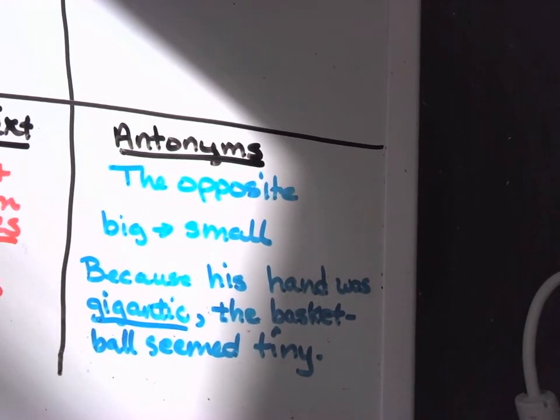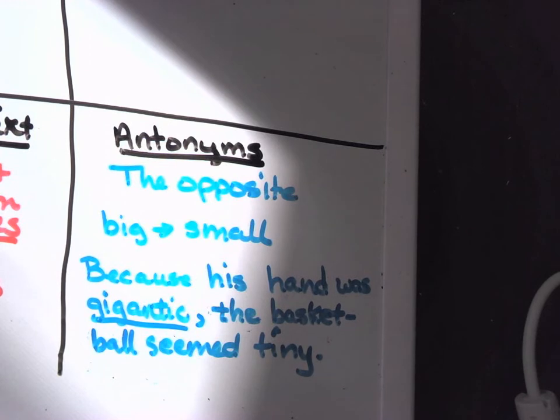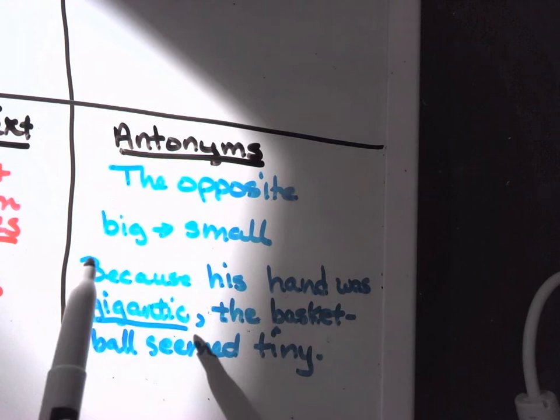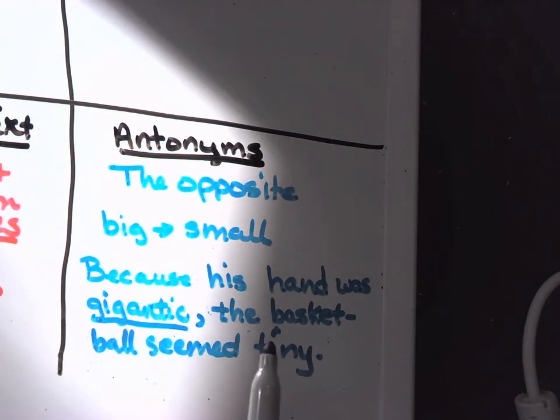Okay, antonym. Besides that, I gave an example here too. Because his hand was gigantic, the basketball seemed tiny. Truth for Michael Jordan. His hand is so big, the basketball just seemed like it was this tiny item in his hand, like he could palm that basketball no problem. So because his hand was gigantic, the basketball seemed tiny. The opposite then, or the antonym of gigantic, would be tiny, and that would help me to understand that gigantic would mean huge if a basketball seemed tiny.